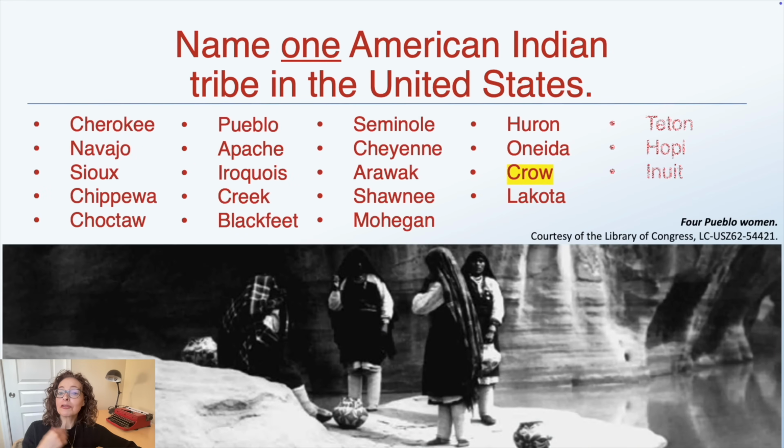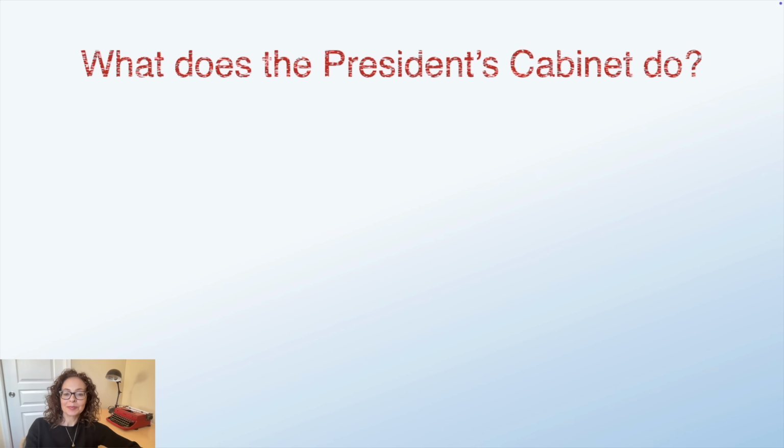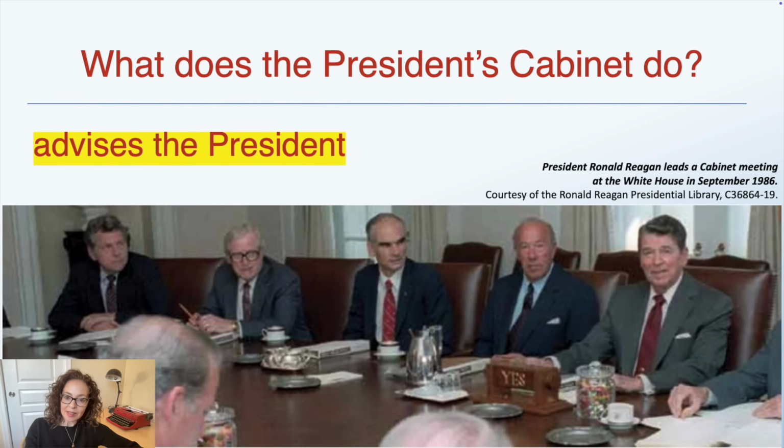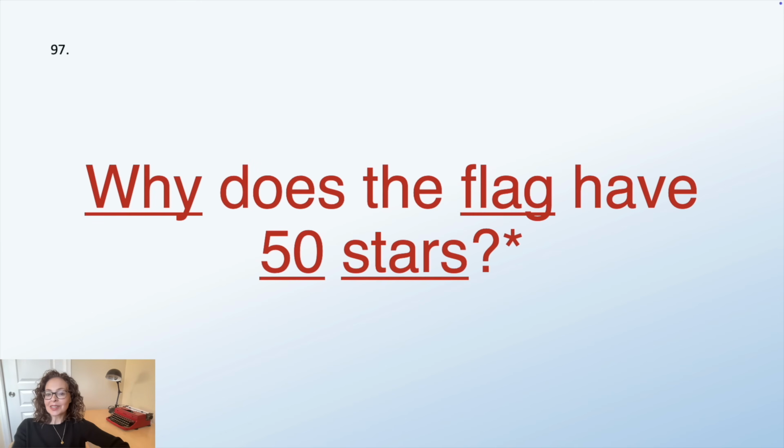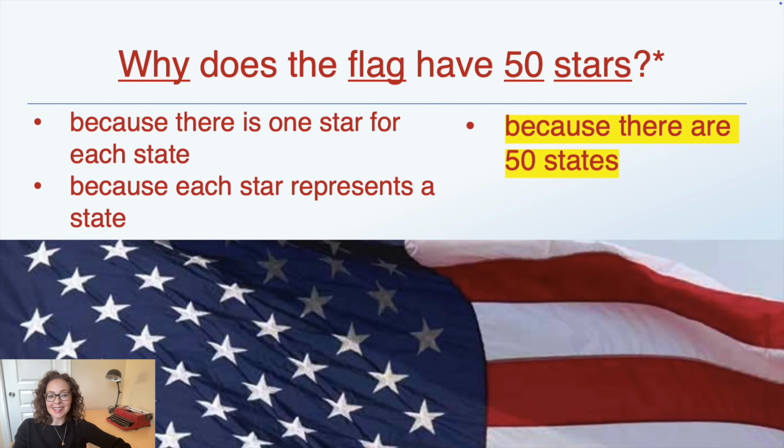Okay, there are over 500 American Indian tribes in the United States. Just need to remember one tribe name. I chose here the Crow. What does the president's cabinet do? It advises the president. Why does the flag have 50 stars? Because there are 50 states.